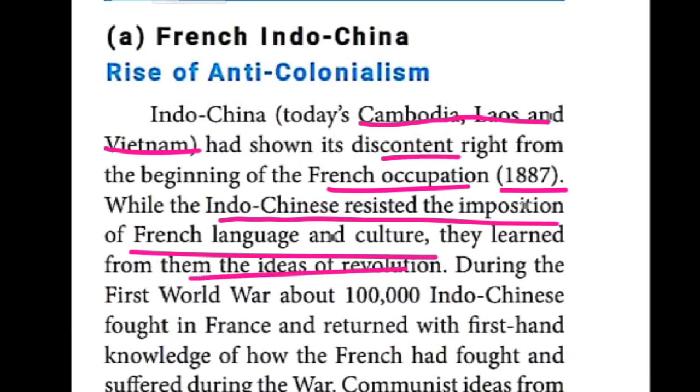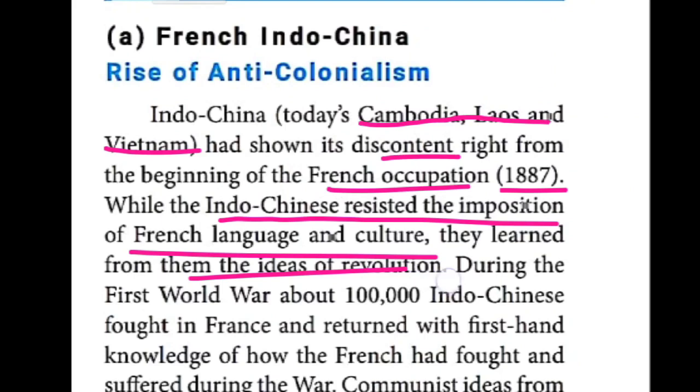The ideas of revolution, which revolution? The French Revolution, which occurred in 1789. From the French Revolution, they learned many things. Who? The people of Indochina.